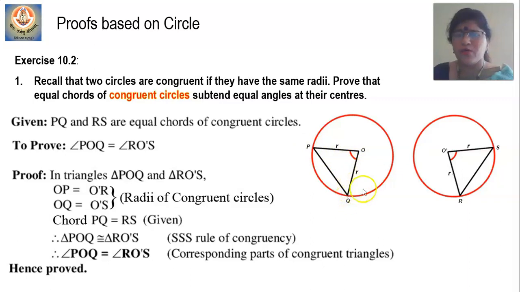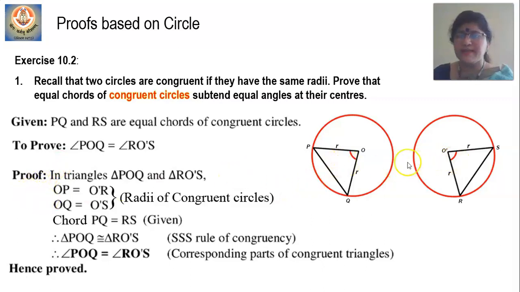Look here, angle POQ and angle SOR. They are forming angles at the center. You have to prove that these angles that are formed at the center are equal. So you have to prove angle POQ is congruent to angle ROS. I have named the first circle as a circle with center O, and the second circle is having center O dash.